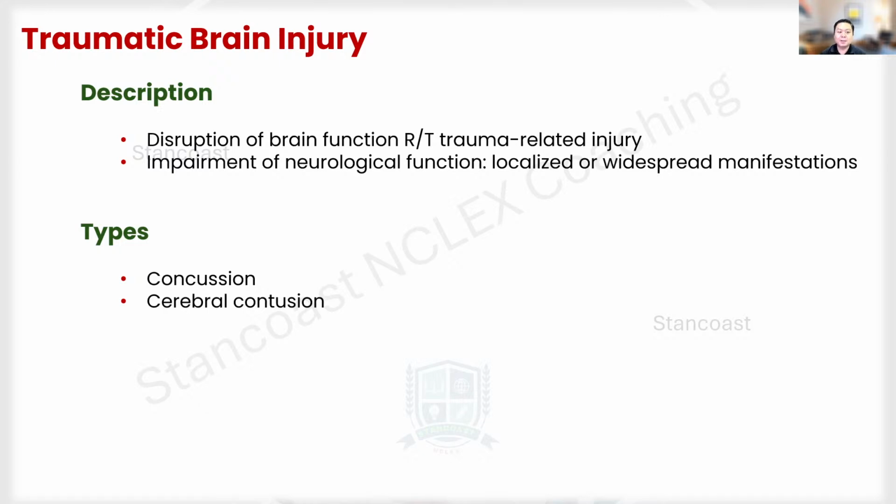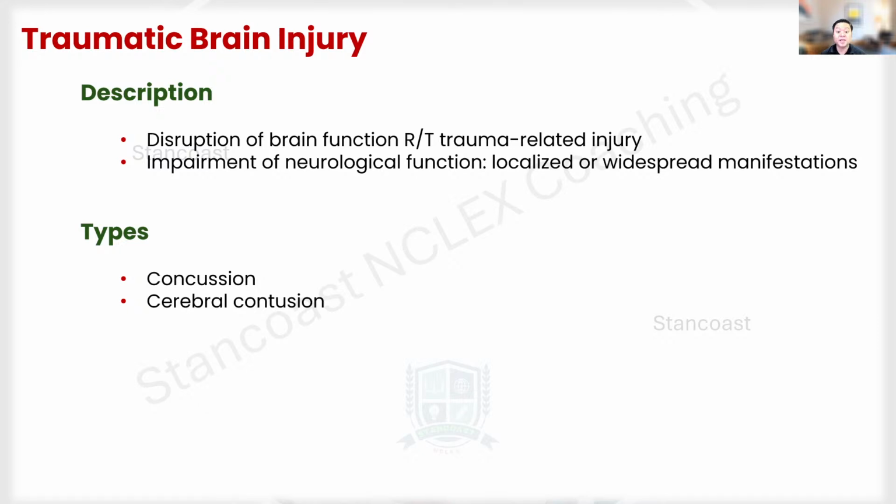Also the coordination can be affected. They might not be able to walk steadily right after the event. And in some cases, they probably would manifest seizures or localized weakness or numbness in an extremity. Again, the manifestations here can vary depending on the location and also the severity of the bruising in the brain tissue.